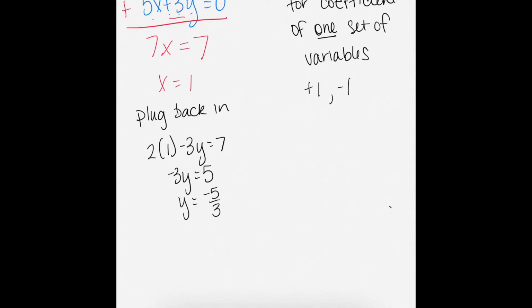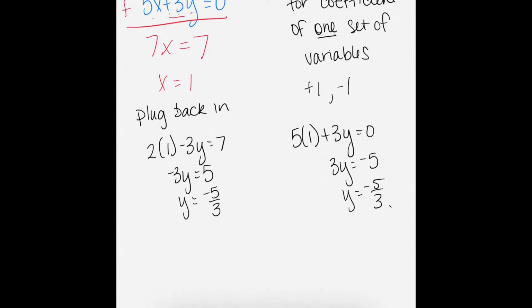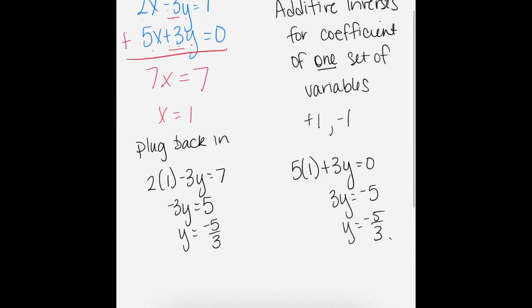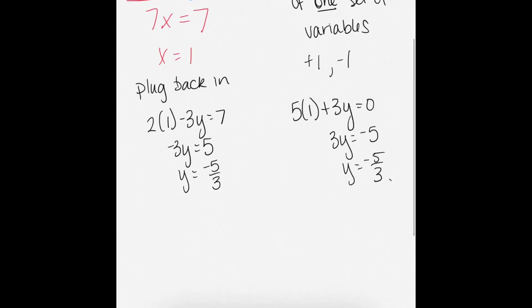While I don't normally check them in both of them, let's go ahead and check in the other one just to show that it will work. 5 times 1 plus 3y equals 0. So that means that 3y equals negative 5, and then y would be negative 5/3. So indeed, we got the same solution. So our solution set for these two equations, which make up a system of equations, is x is 1 and y is negative 5/3.